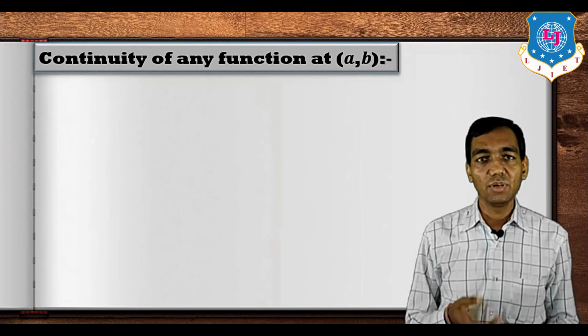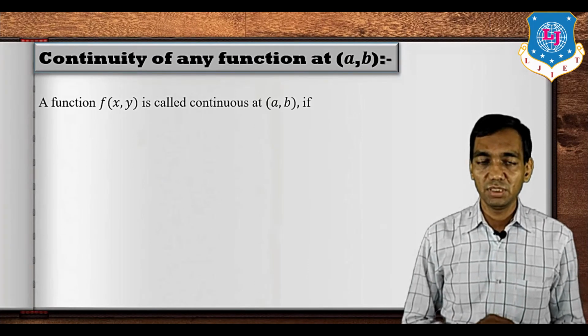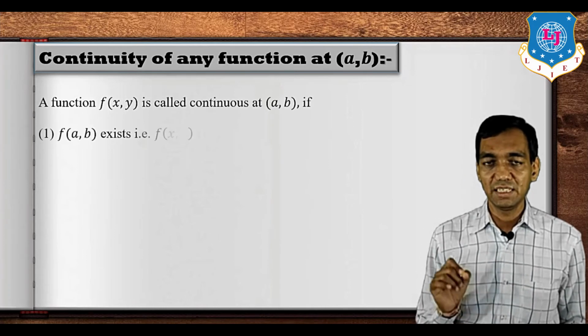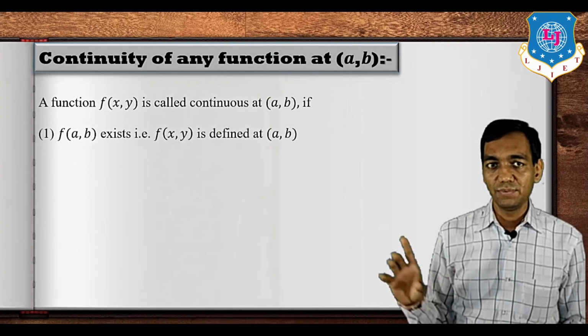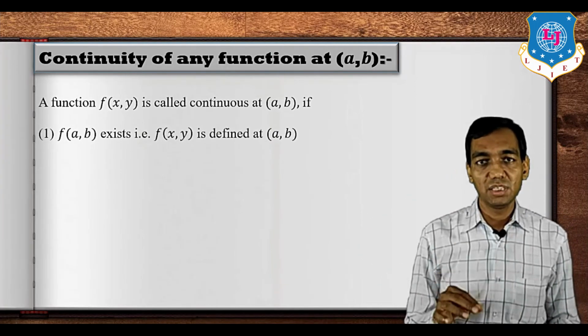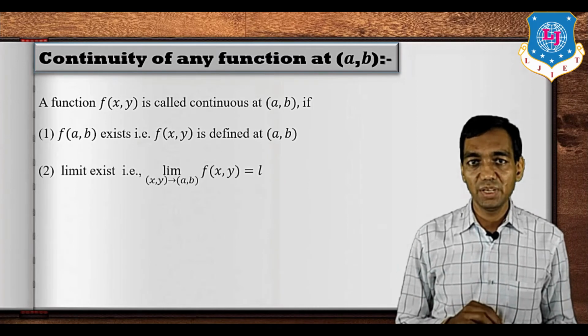Okay. Now we are going on to continuity. For continuity of a function, a function is said to be continuous at a point (a, b) if it satisfies the following conditions. First, f of (a, b) exists. That means the function has a value at the point (a, b). Secondly, the limit at the point (a, b) exists.